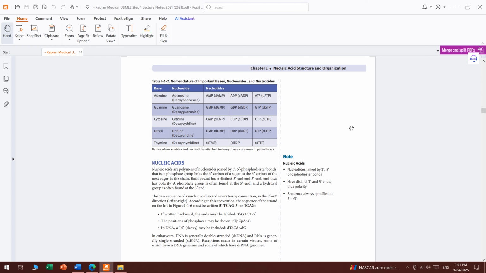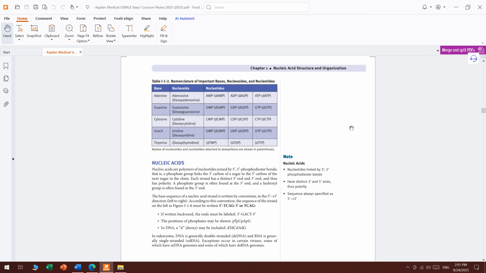For the base cytosine: ribonucleoside, cytidine. Ribonucleotides, CMP, CDP, CTP. Deoxyribonucleoside, deoxycytidine. Deoxyribonucleotides, dCMP, dCDP, dCTP.